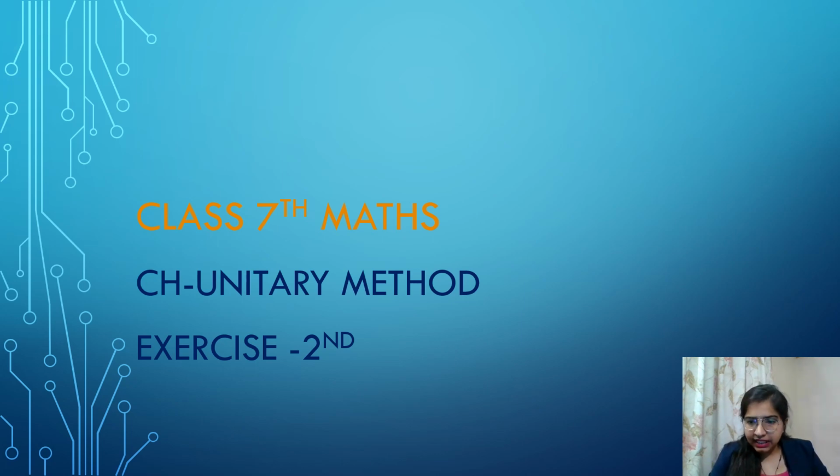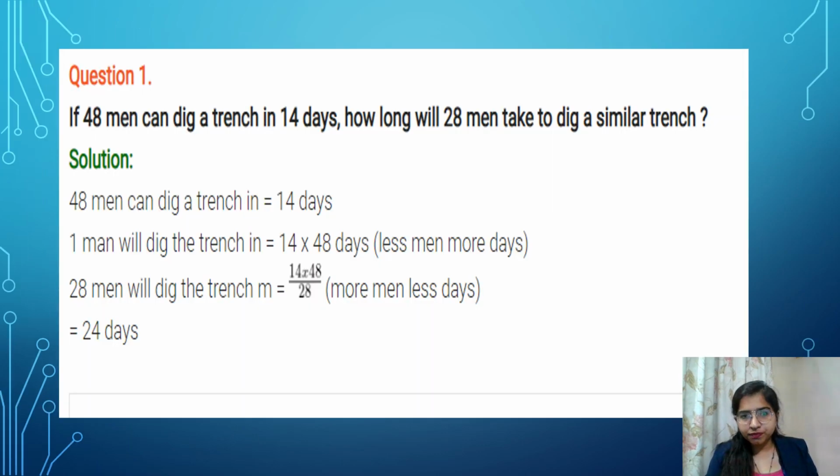But in this exercise, we are going to start inverse proportion. When one thing increases, the other decreases. And if one thing decreases, the other increases. This is called inverse proportion. So in this exercise, you will learn about inverse proportion in the unitary method. Let's start with the exercise, all of you.